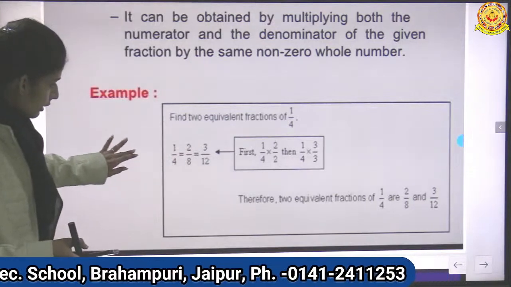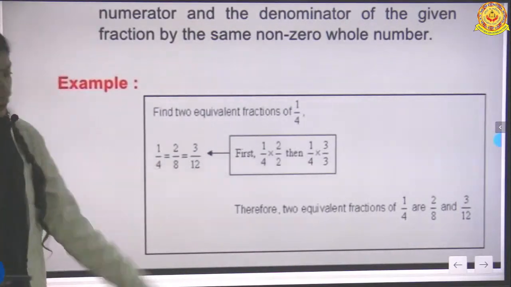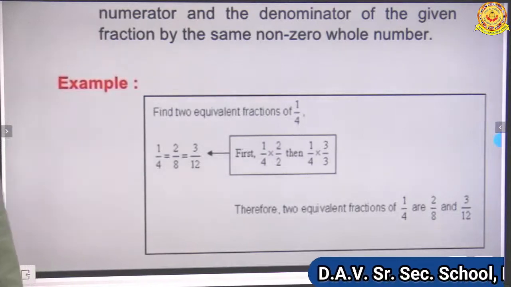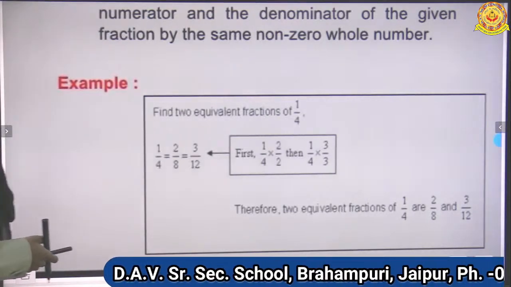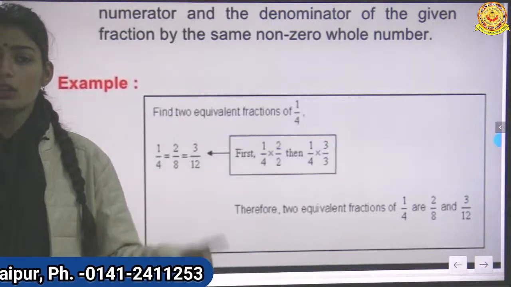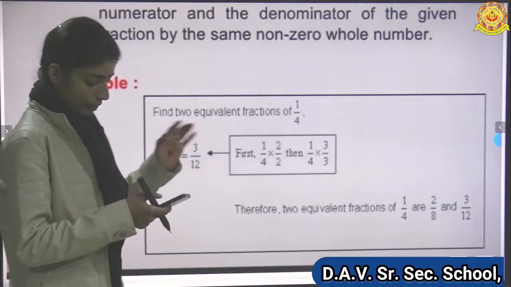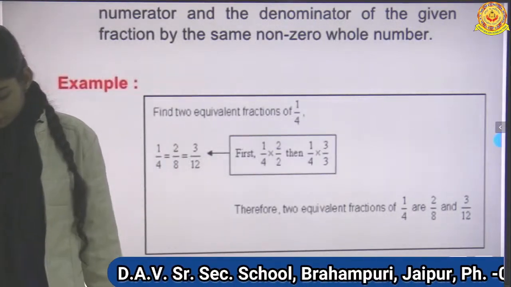Here it is written 1 upon 4 equals 2 upon 8 equals 3 upon 12. Now the question is, how have we got 2 upon 8 and 3 upon 12? Only 1 upon 4 we were having. So what I have done, 1 upon 4 we have multiplied by 2 and 2, and then we have multiplied by 3 and 3.